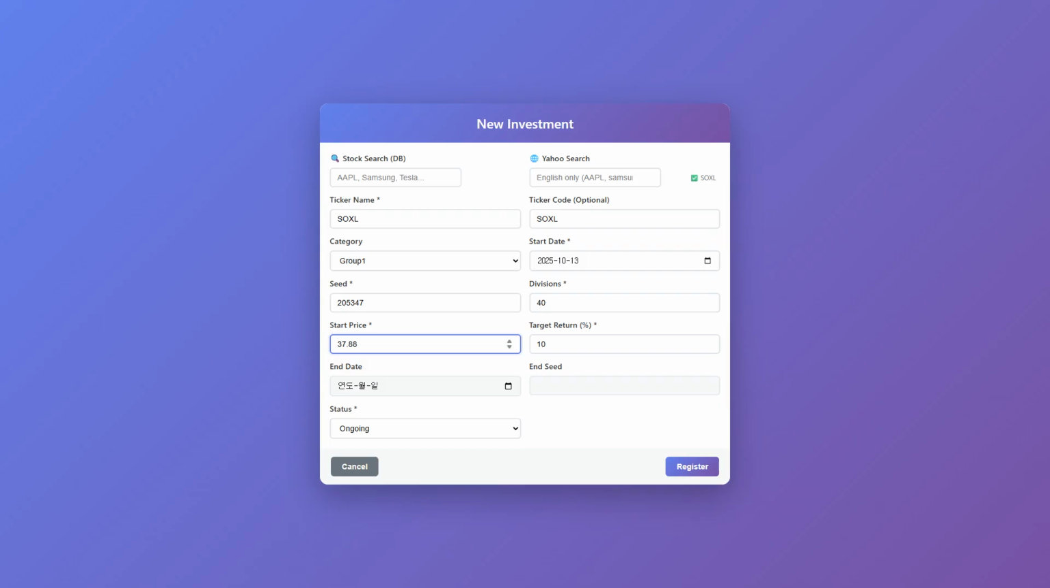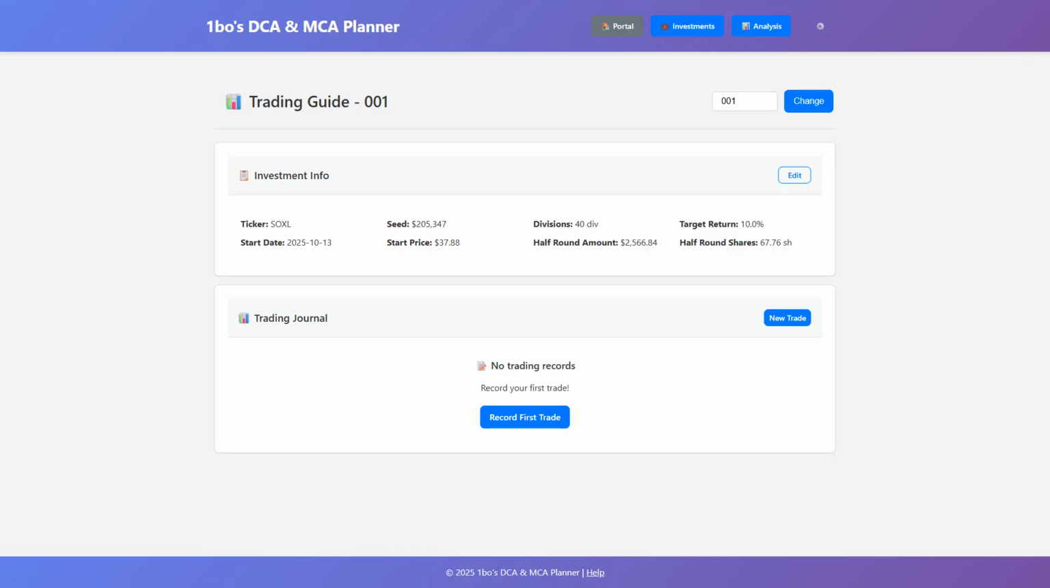Set seed money to $205,347, divisions to 40, start price to $37.88, and target return to 10%. The start date is October 13th. Click Register. We're now on the Trade Guide page, your command center.